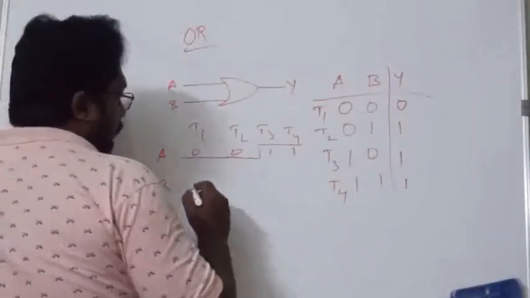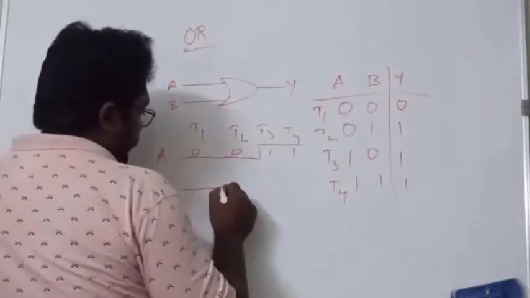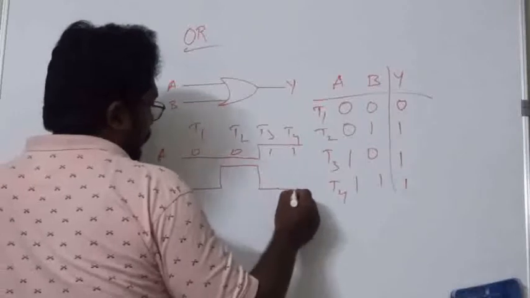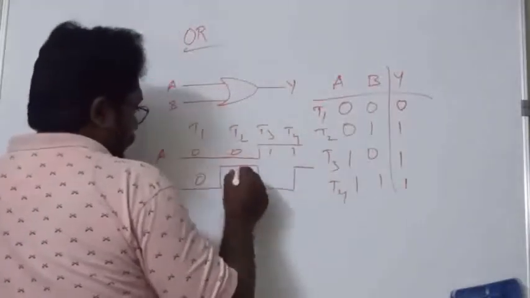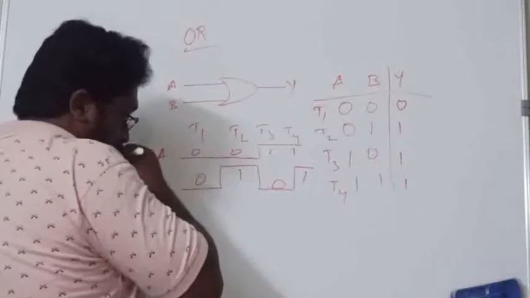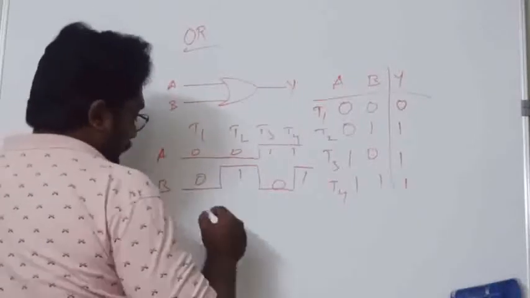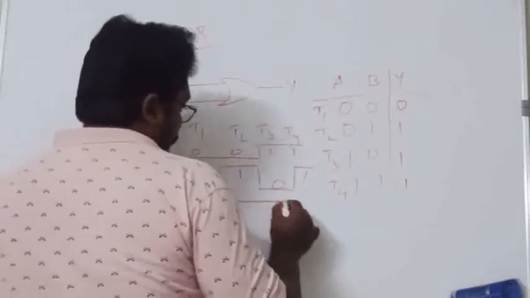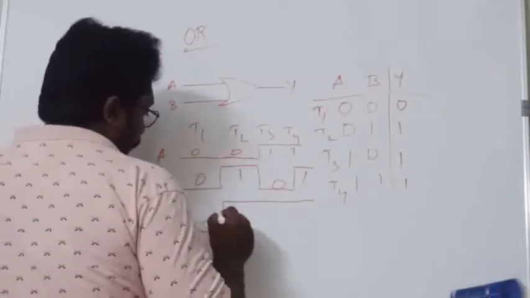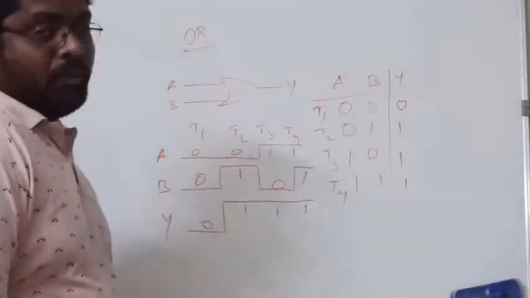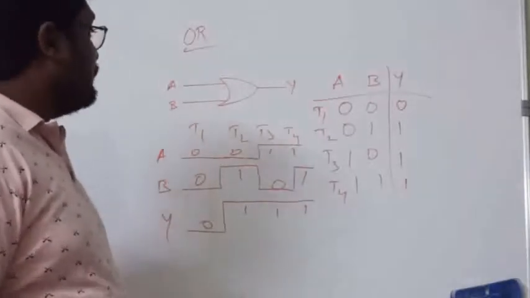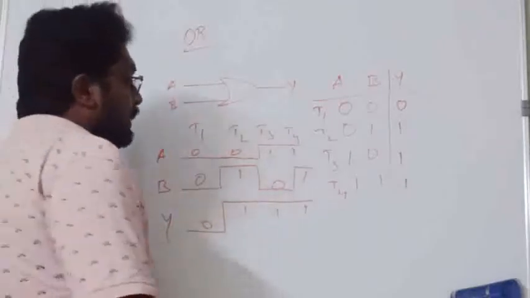So coming to the B input, T1 is 0, T2 is 1, again T3 is 0, T4 is 1, 0 1 0 1. So the output Y is, timing cycle T1 is 0, and again the 3 timing cycles are higher values, 1 1 1, and this is the timing diagram representation of an OR gate.